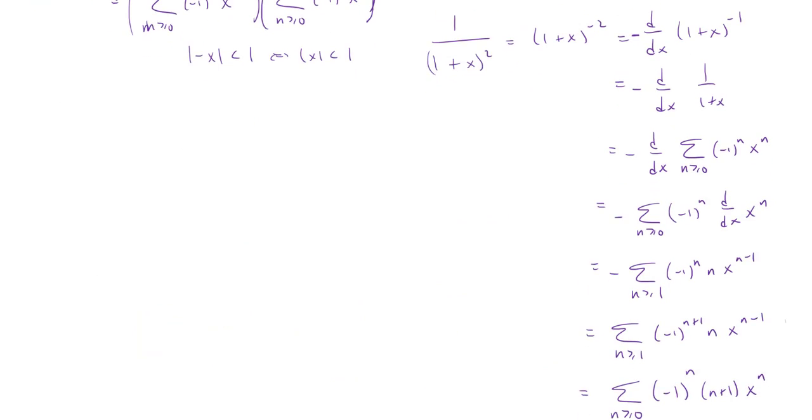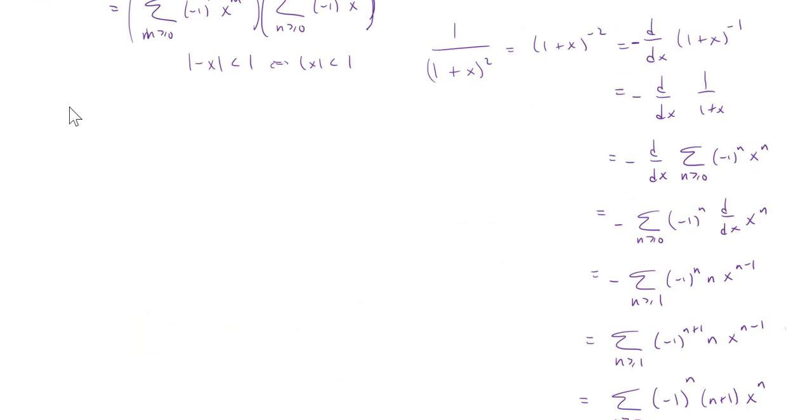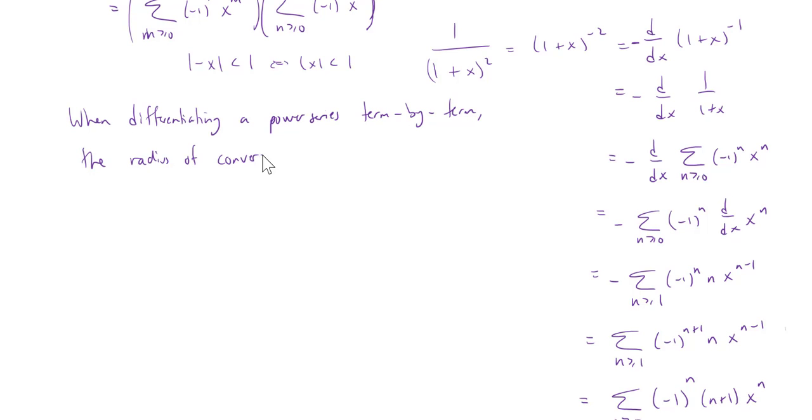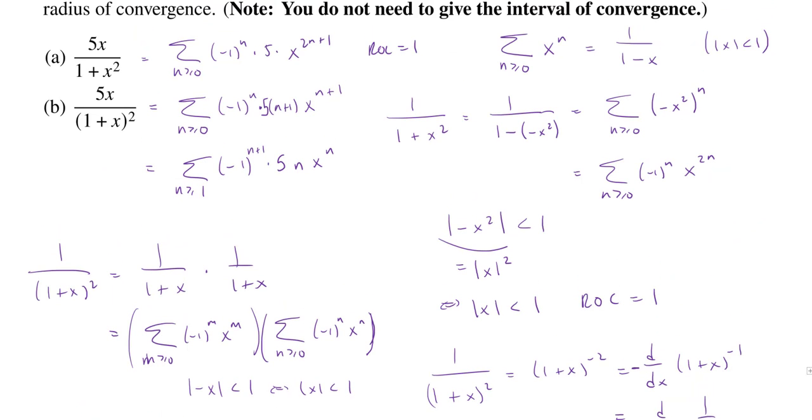Well, what happens when we take the derivative? Well, we have a theorem which says that when differentiating a power series term by term, the radius of convergence does not change. The interval of convergence can. You might lose an endpoint or two, right? But you're not going to change the radius of convergence. So we conclude that the radius of convergence in this case is actually still equal to 1. Or, well, we can put it here too. Okay, so there is our power series expansion.